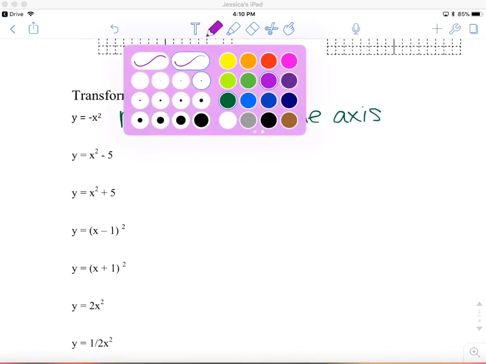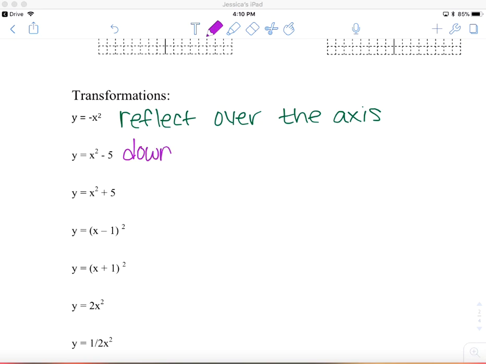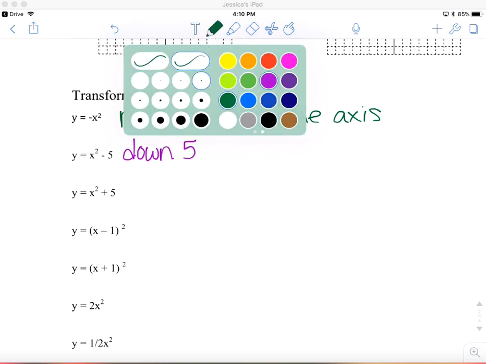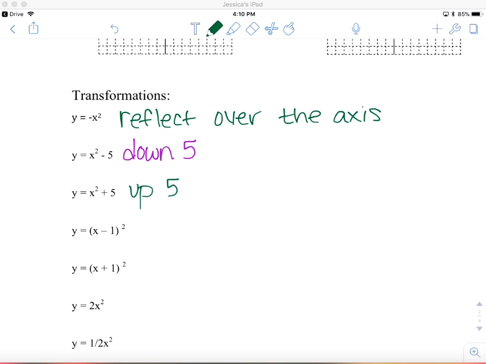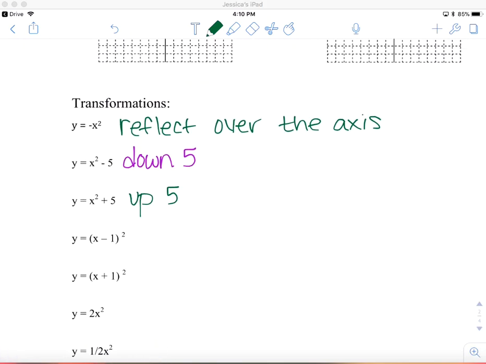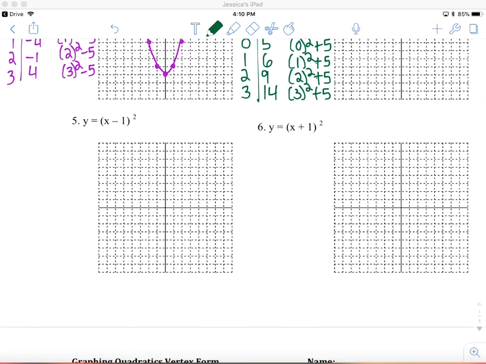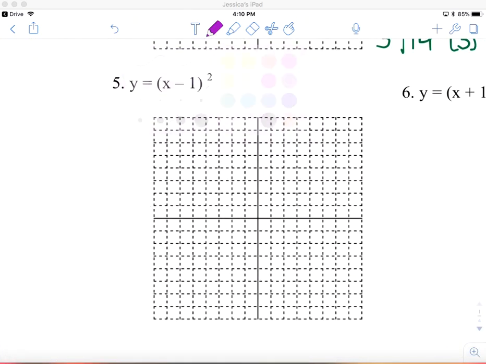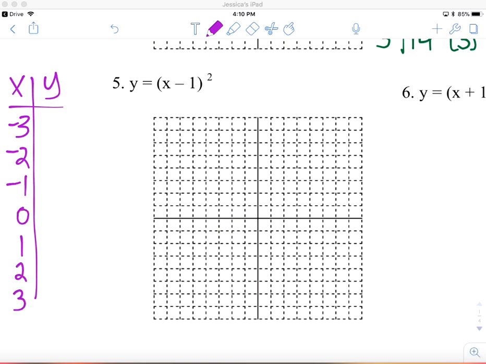X squared minus 5 means my graph will go down 5. X squared plus 5 means my graph will go up 5. Now, notice that this minus 5 and plus 5 are outside of the parentheses. Our next two transformations have parentheses, so let's see how that changes our graph. Looking at number 5, I'm going to use again the same x values. We're going to go from negative 3 to positive 3. And now if I plug this in, you have to be careful with using your parentheses.